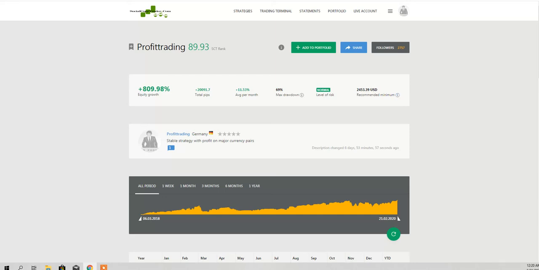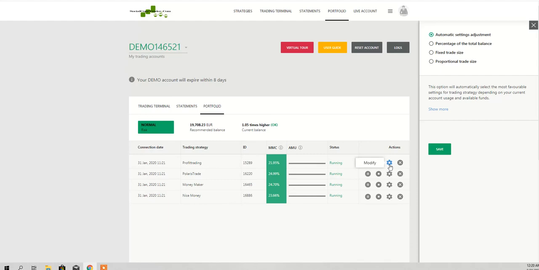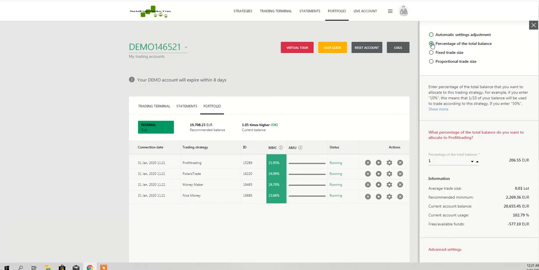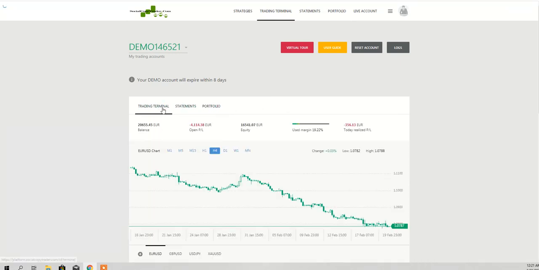So $2,453. We go back into portfolio. We go back into settings for profit trading, modify, and we go into percentage of total balance. So we know that we have to allocate $2,400 of our account balance to this strategy. We can see that our account balance is $20,000. Obviously we have plenty of money in this account to trade all of these 4 strategies at their minimum, and we'll see that in a minute.